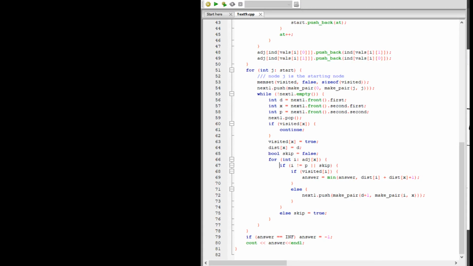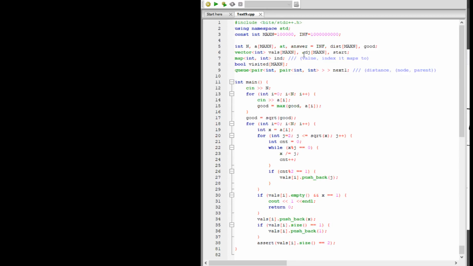So max n is 10 to the 5. And I use this value for the number of nodes, like the prime nodes in the graph. This is because the number of prime values less than or equal to 10 to the 6 is less than or equal to 10 to the 5. Infinity is 10 to the 9 just because that fits cleanly into an integer.